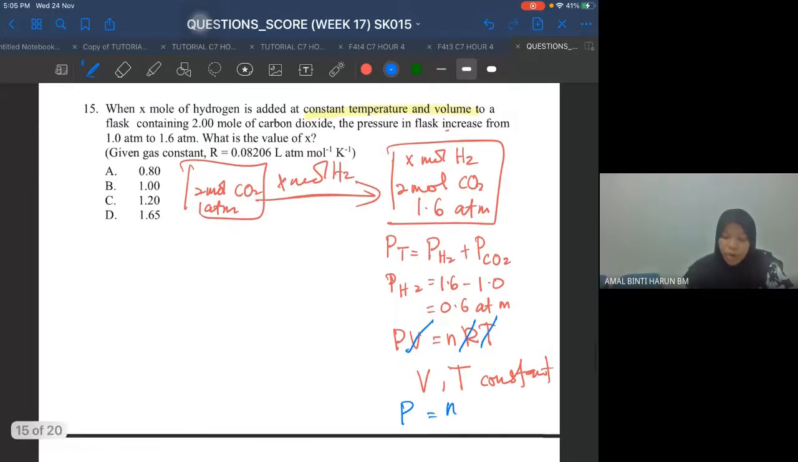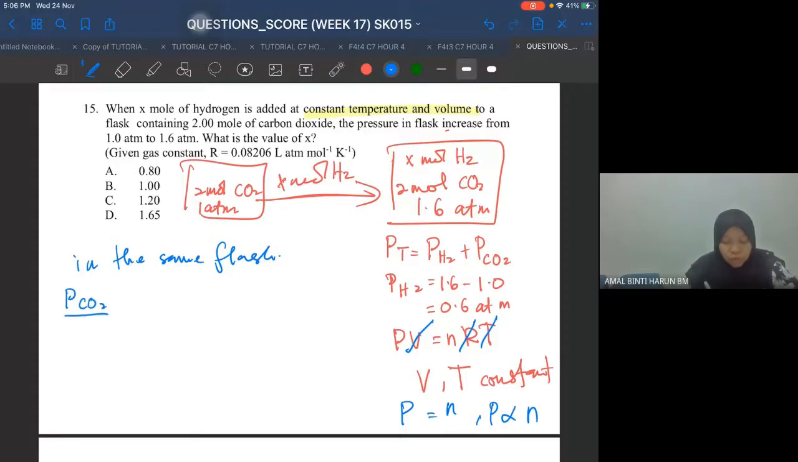So kita boleh buat P is directly proportional to the number of n. Lagi banyak molekul, lagi banyak pressure yang dihasilkan. Okay. So in the same class, P CO2 over n CO2 akan sama dengan sebab apa?